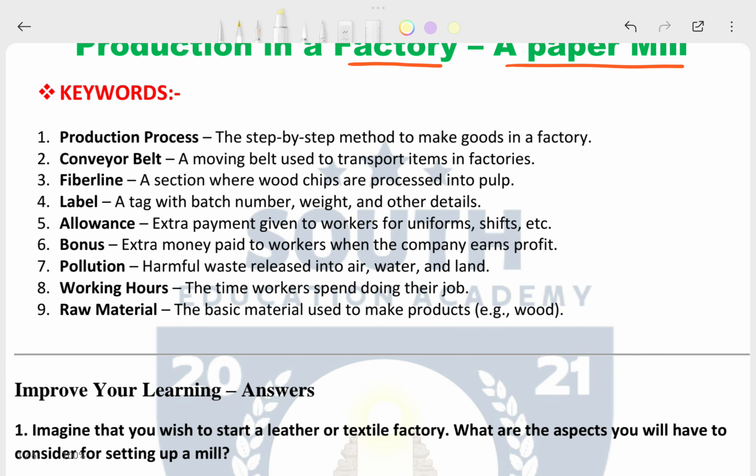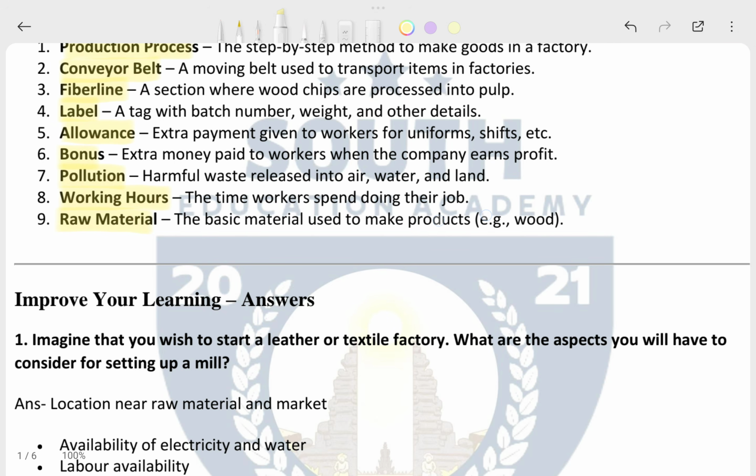So here the first keyword is production. This is the first keyword, production process. What is meant by the production process? And then conveyor belt, what is this? And fiber lines, a section where wood chips are processed into pulps. Okay, and then the fifth one is allowance, and sixth is bonus, and the seventh one is pollution, and the eighth one is working hours, and the ninth is raw material. So these are your keywords and these are the answers of the keywords, and I hope it is clear to you. And if it is clear, then let's go to our question answers.